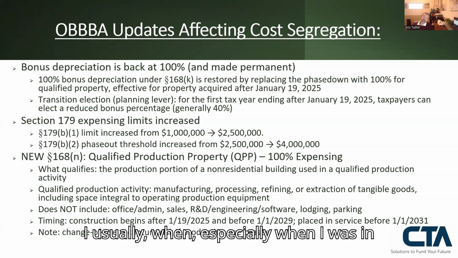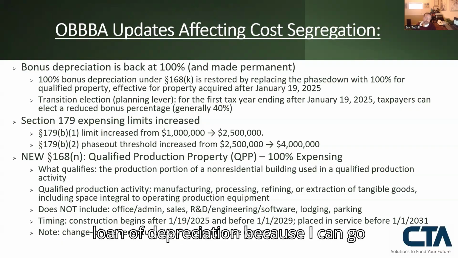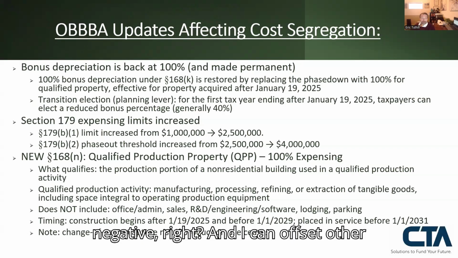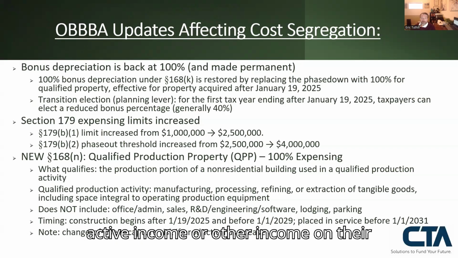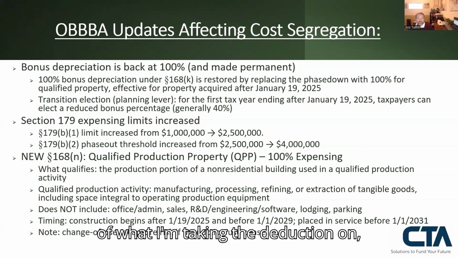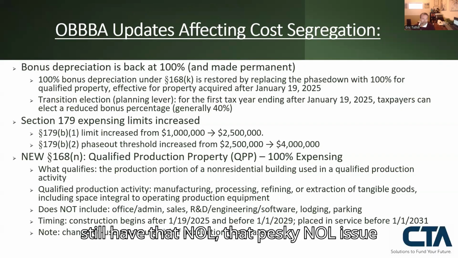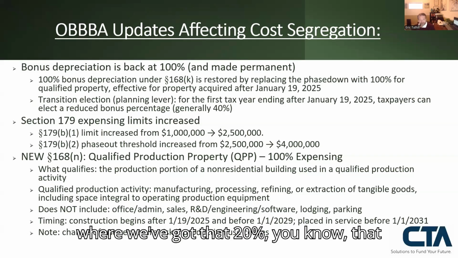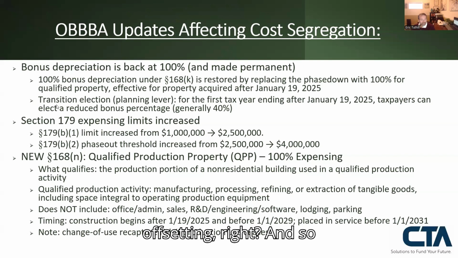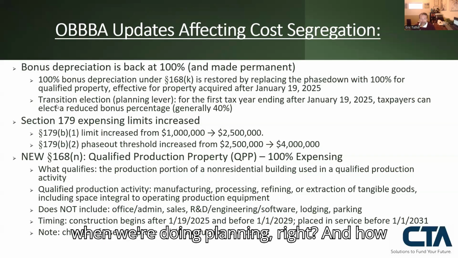And especially when I was in practice, my preference was always for bonus depreciation, because I can go negative, right? And I can offset other active income or other income on their books, depending on the classification of what I'm taking the deduction on. I would always just say, I'd rather just go negative. But now we still have that pesky NOL issue, where we've got that 20% or 80% limitation on offsetting. So it's just important to factor that in when we're doing planning, and how that's going to work.